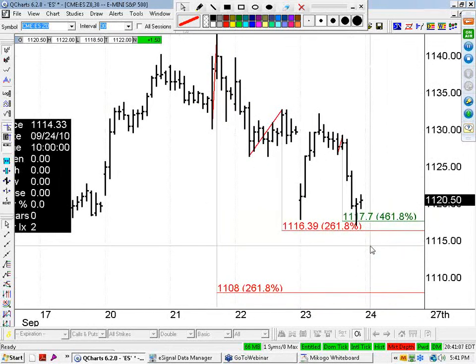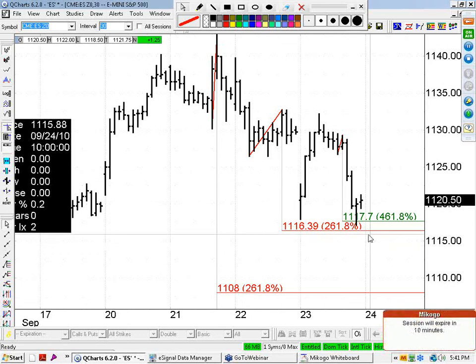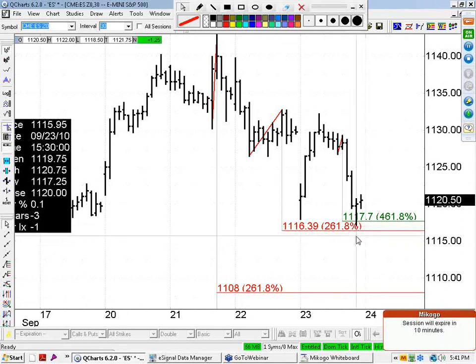So I'm going to take my 117, 17.7, 16.39, and 8. Divided by 3, I got 11.14 as a possible area for a bounce. What that means is that 461 would get stretched out a little bit further down to 14.